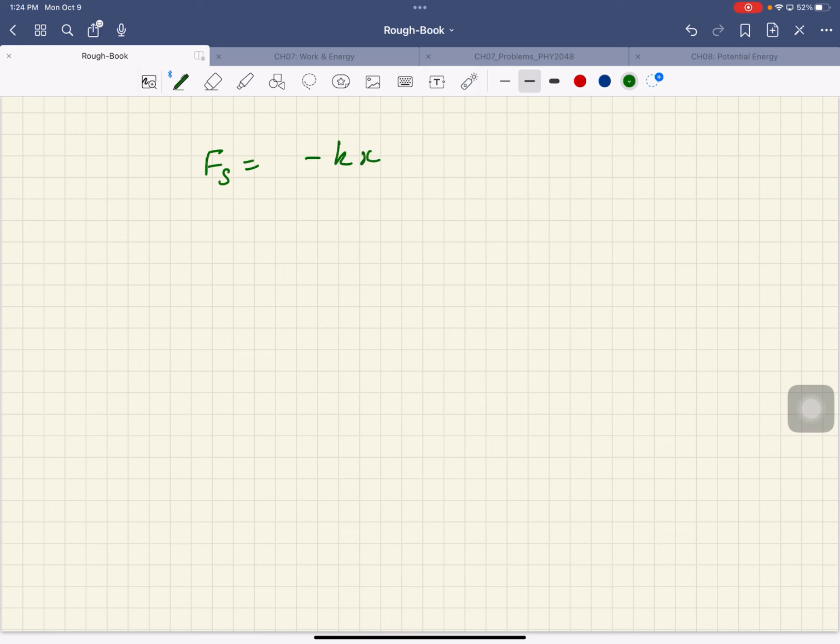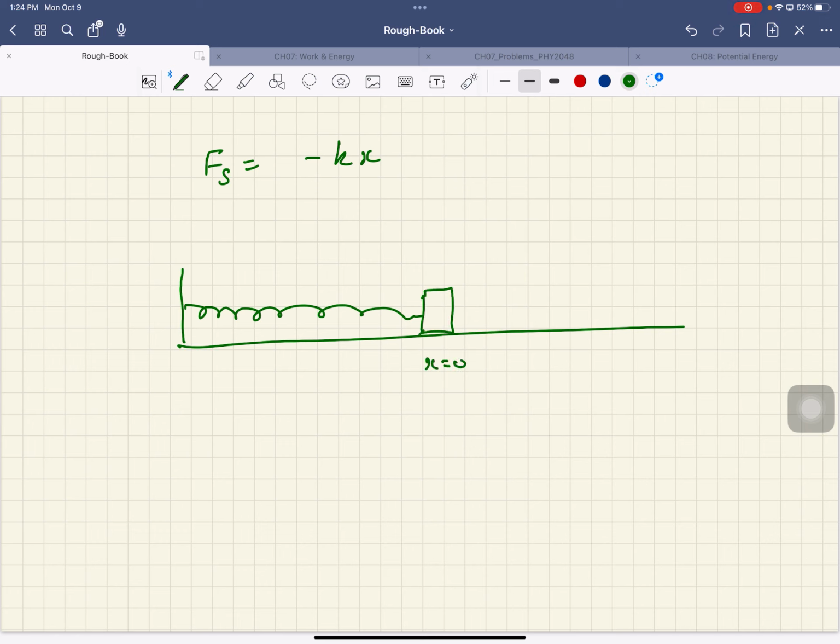Minus kx. You guys remember this? Again, what does that mean? Here is x equal to 0, and when the object is at position x, the force is in this direction. When x is positive, what is this saying? This is saying when x is positive, the force is negative.